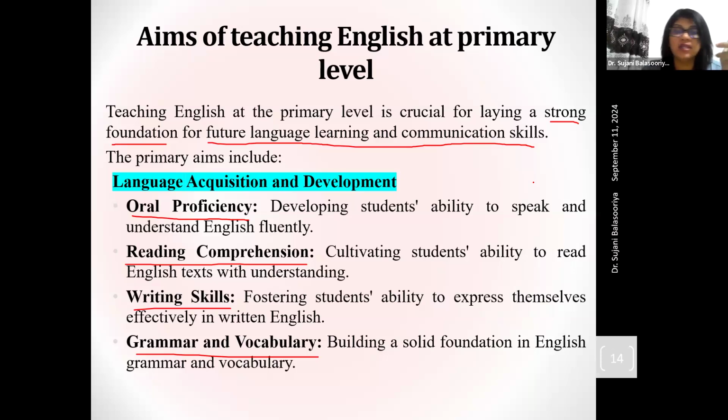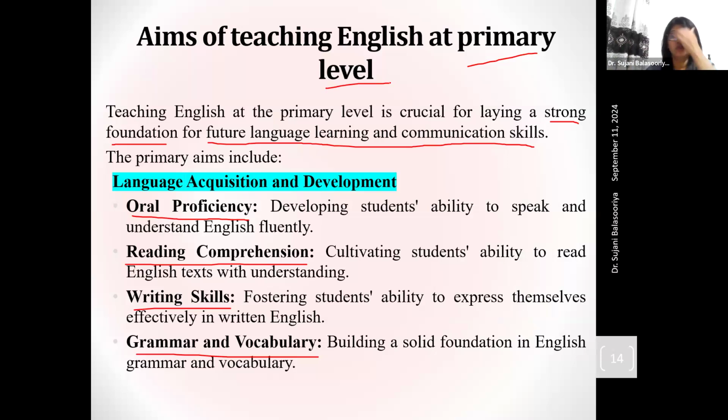And then reading comprehension. That means cultivating students' ability to read English text with understanding. But now don't think, this is still the primary level, right? Don't think that these skills the student should improve at a greater scale. No, they are laying the foundation in improving these skills at the primary level only, right? And writing skill, fostering students' ability to express themselves effectively in written English.